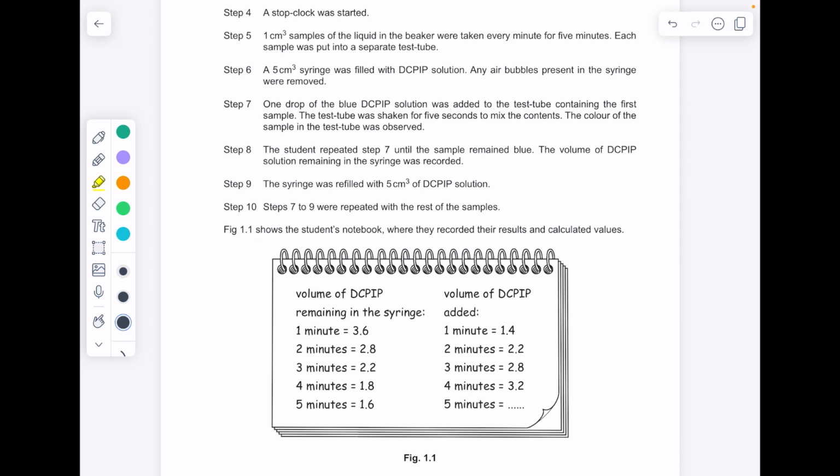1 drop of the blue DC-PIP solution was added to the test tube containing the first sample. The test tube was shaken for 5 seconds to mix the contents, and the colour of the sample in the test tube was observed. The student repeated step 7 until the sample remained blue.